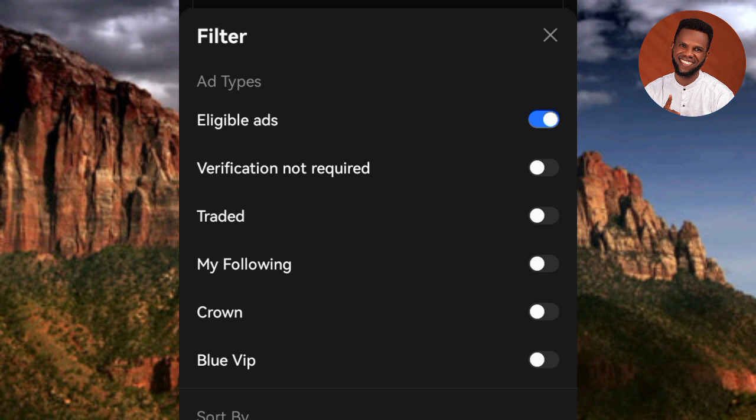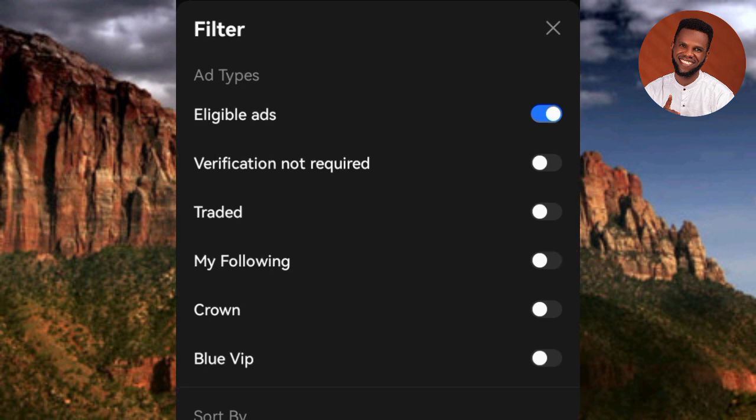You can filter them according to those you have traded with before. So if you want to trade with those you have actually sold your USDT to before, those you've done business with before, you can tap on traded. And you can tap on those you're following. If you want to do business with those you're following, you can tap on it. And also if you want to do business with those who have the crown verification or the blue VIP tick, you can go ahead to select them. But I want just eligible ads.